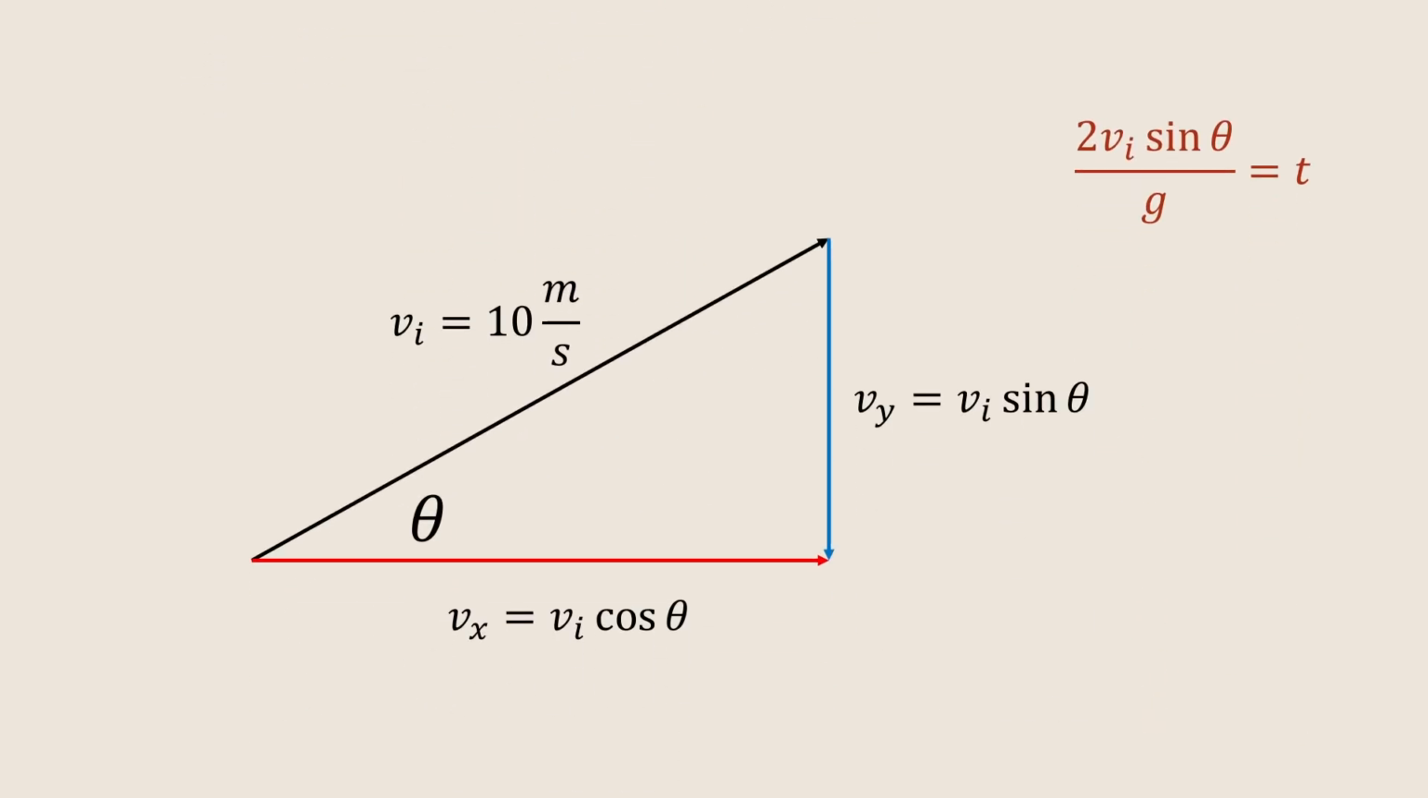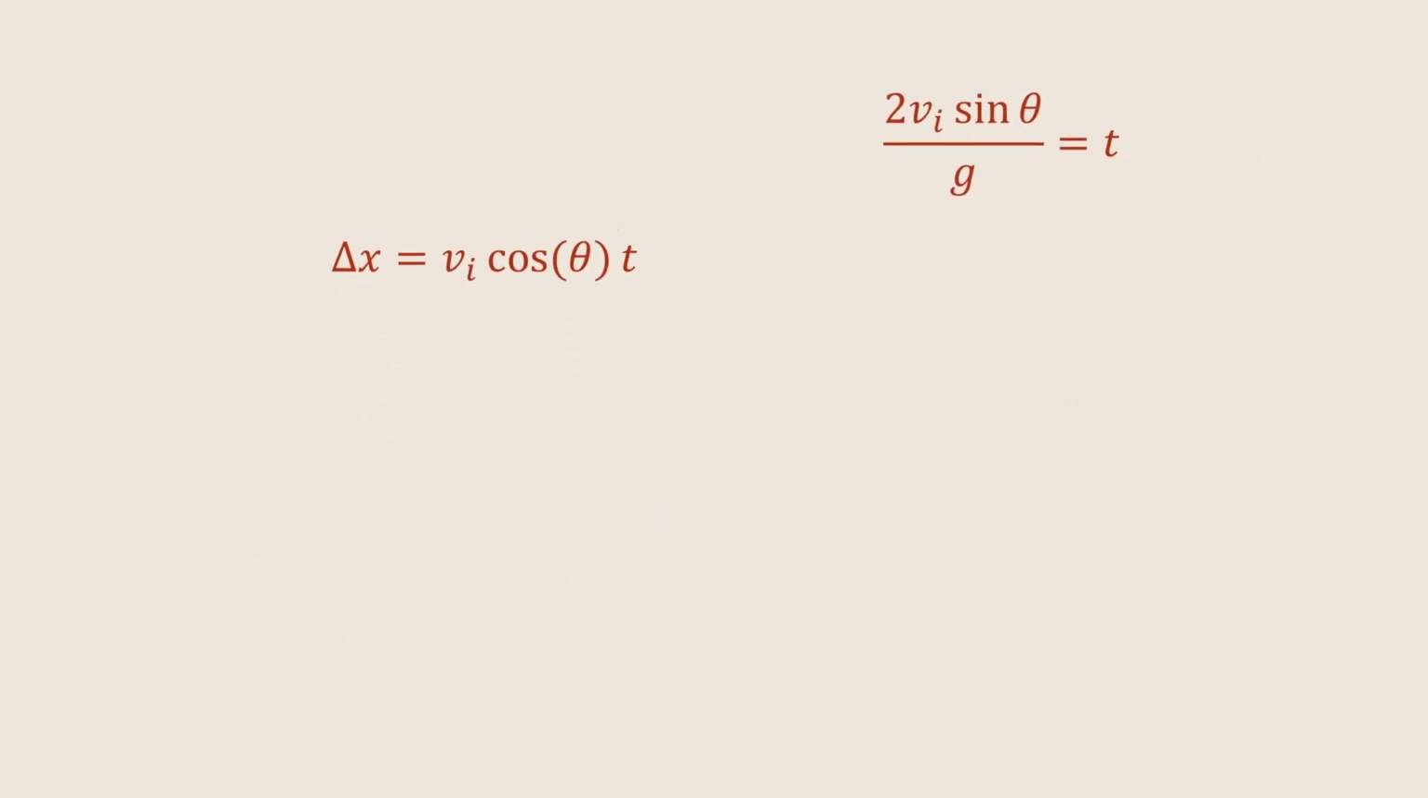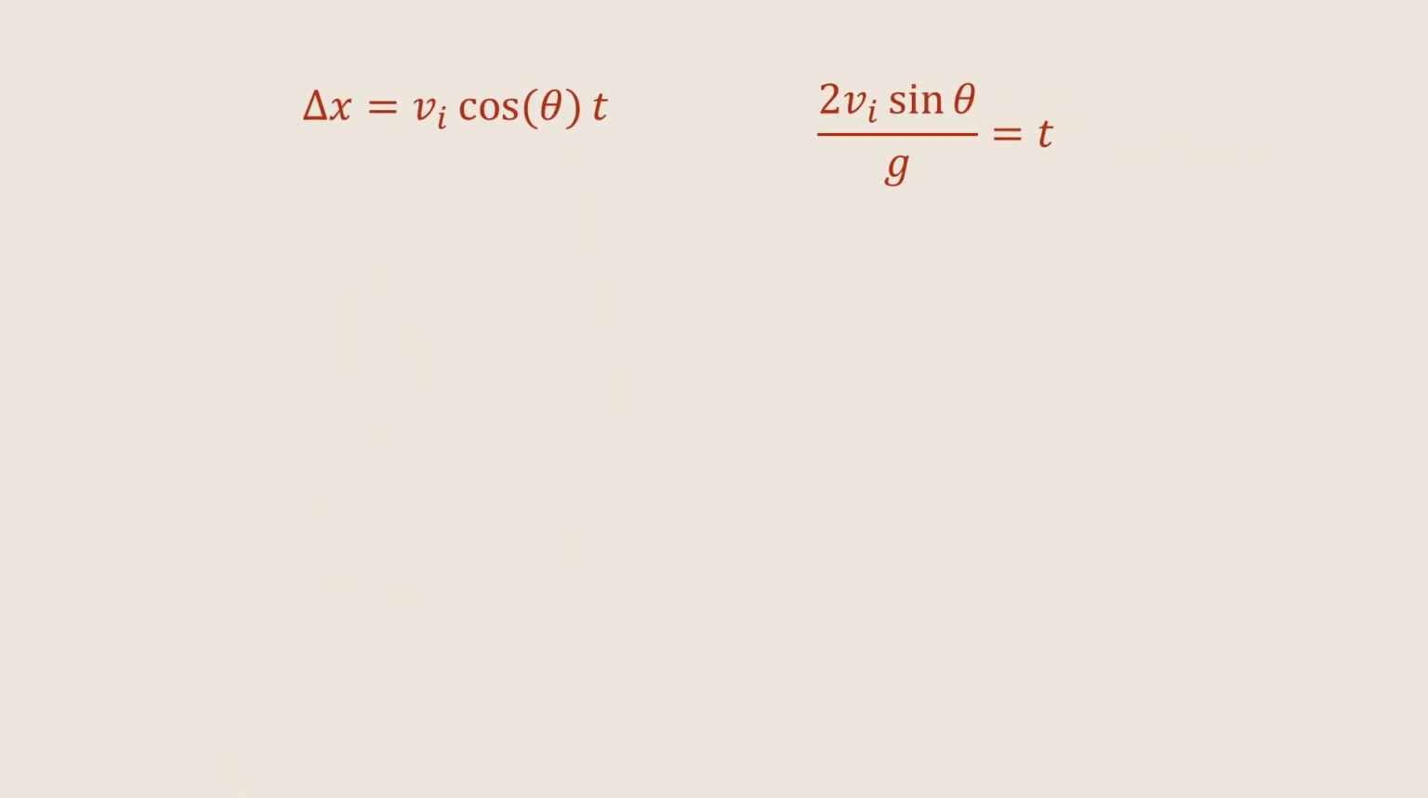Now that we have a value for delta x, we can use it along with our value for time to calculate our range equation. Delta x is equal to 2 initial velocity squared times cosine of theta times sine of theta divided by g. This comes from taking our value for time and plugging it into delta x here. We multiply across the top by 2 initial velocity and sine of theta to get an initial velocity squared, and then divide the whole equation by g.